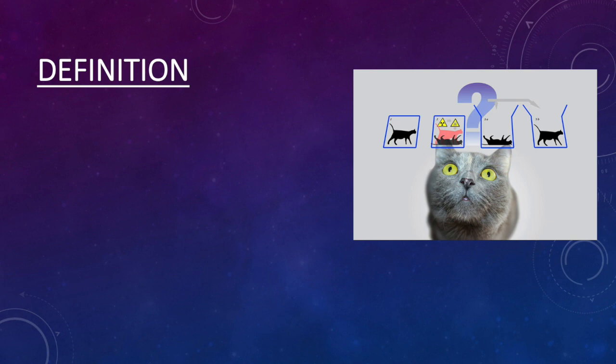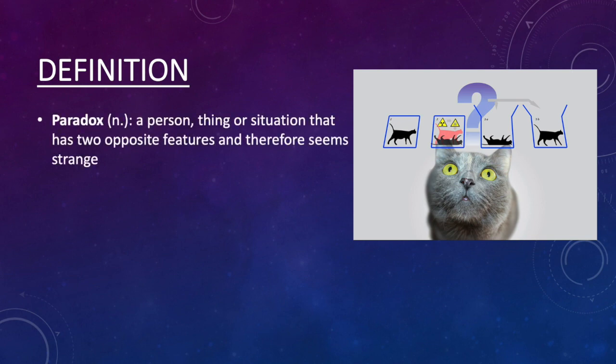Okay, let's look at the second word for today's unit. The second word is paradox. It is a noun and it means a person, thing, or situation that has two opposite features and therefore seems strange. Some synonyms include conflicting, opposed, and opposite.